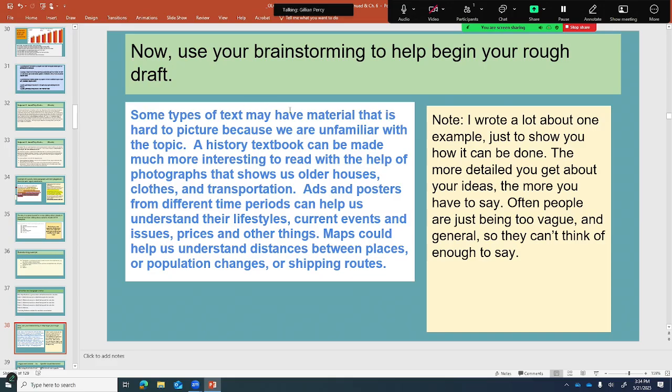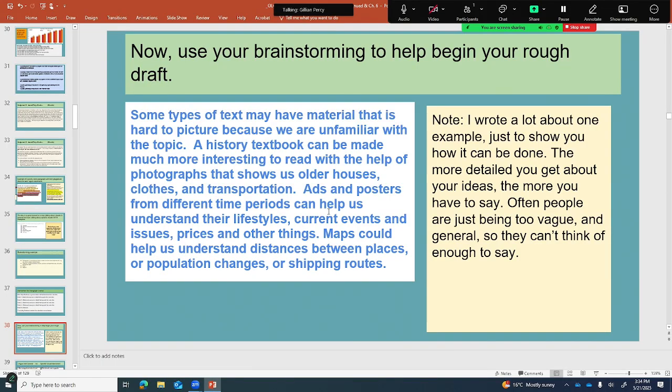Some types of text may have material that is hard to picture because we are unfamiliar with the topic. A history textbook can be made much more interesting to read with the help of photographs that show us older houses, clothes, and transportation. Ads and posters from different time periods can help us understand their lifestyles, current events, issues, prices, and other things. Maps could help us understand distances between places or population changes or shipping routes.